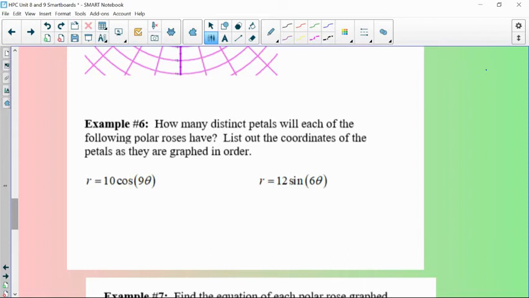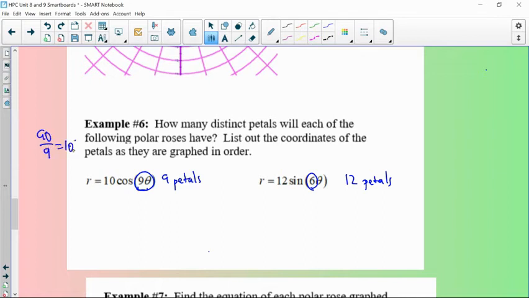So it says, how many distinct petals will the following roses have? Because this is 9, an odd value, I know there's going to be 9 petals. Because 6 is even, I know there's going to be 12 petals. Now, when it says list them out in order, I kind of like this. This will emphasize what we did in the last example without having to do too much graphing. So do 90 divided by 9.